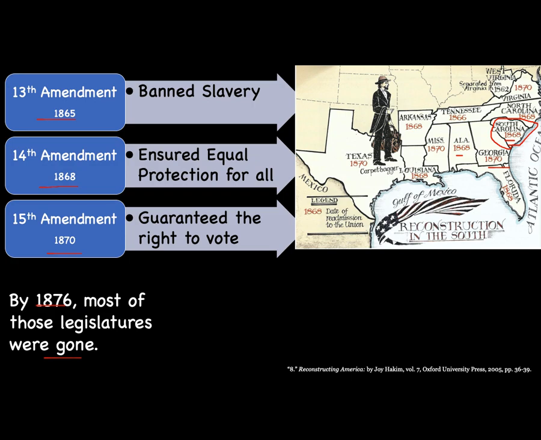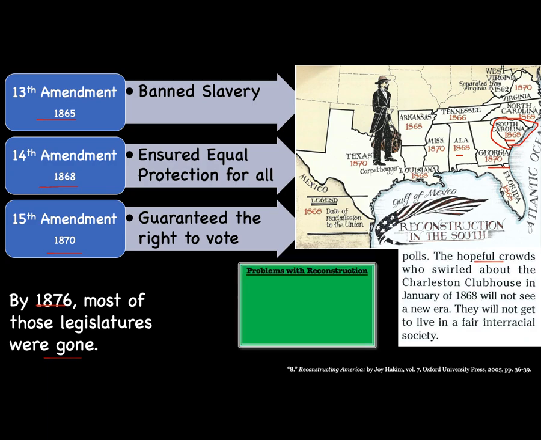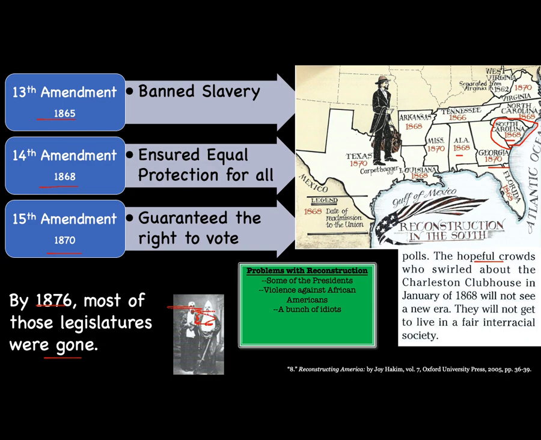Why? When we read an excerpt from our text, it says that those hopeful crowds that swirled around the Charleston Clubhouse of January of 1868, when that incredible legislature was meeting, will not see a new era, and they will not live in a fair interracial society. Well, why? Well, there were problems with Reconstruction. Part of it were the presidents in office. We'll learn about them. Part of it was the violence inflicted on blacks in Memphis and New Orleans, and we'll learn about them. And part of it will lie with the rise of a bunch of idiots who will pretend to be Confederate ghosts, wore stupid white hats, and called themselves the Ku Klux Klan. We will learn about them, and we will also make fun of them in the process. I will start right now by scribbling all over their face.